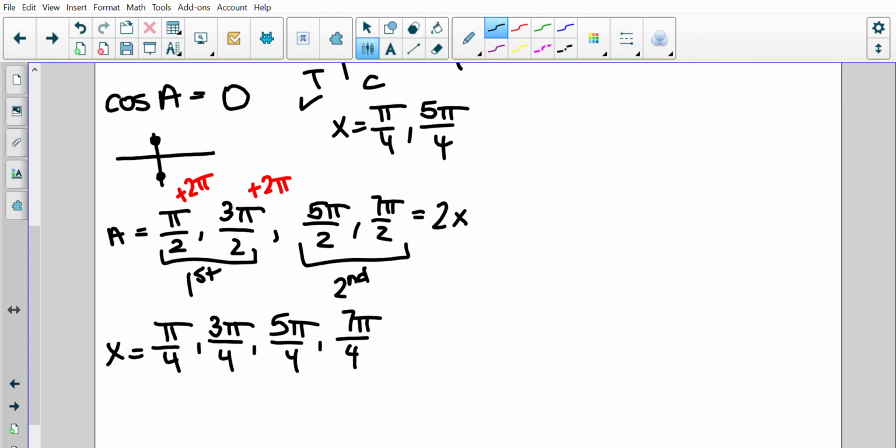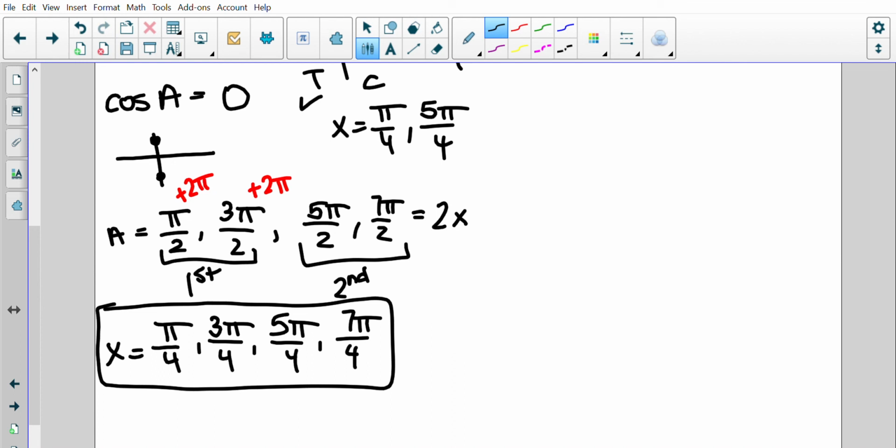But because my original had a tan in it, remember tan is sine over cosine, so I do want to make sure that none of these answers give me that cosine is 0, but in fact it's not 0, right? Cosine x is not 0 because these are all 45-degree angles, and we know cosine of 45 is not 0. So these are all acceptable answers.